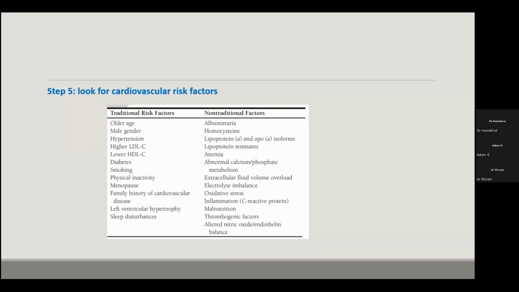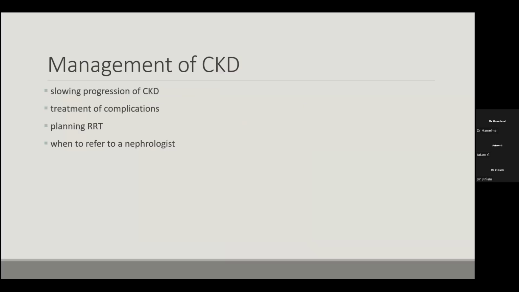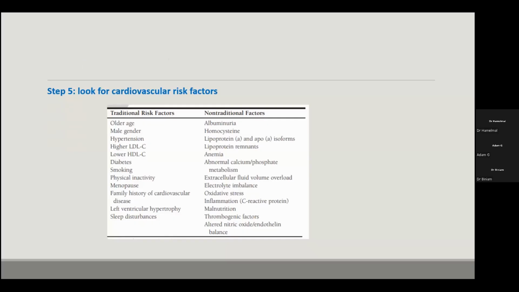So at least on investigation, we should have a lipid profile for every patient, screen for diabetes, have albuminuria, and whenever possible have homocysteine levels. And anemia should be worked up early. Once the patient reaches stage 3, workup for anemia should begin. So this is the workup of patients in general with chronic kidney disease.